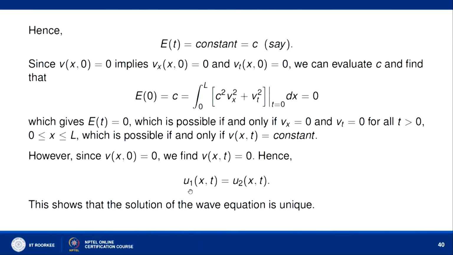So, if v(x,t) is identically equal to 0, v(x,t) is what? A difference of two solutions. It means that the difference of two solutions is identically equal to 0. So, u1(x,t) is equal to u2(x,t). So, this shows that the solution of the wave equation for a finite domain is unique. So, whether you apply the separation of variables method or D'Alembert's wave solution method, both come out to be the same.